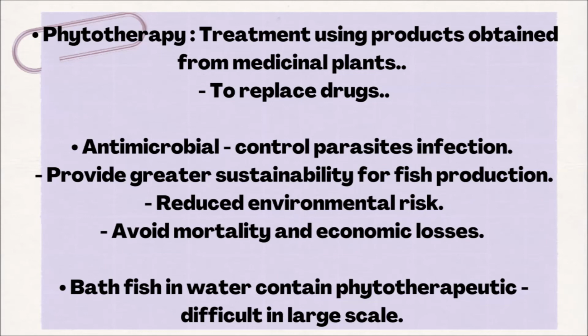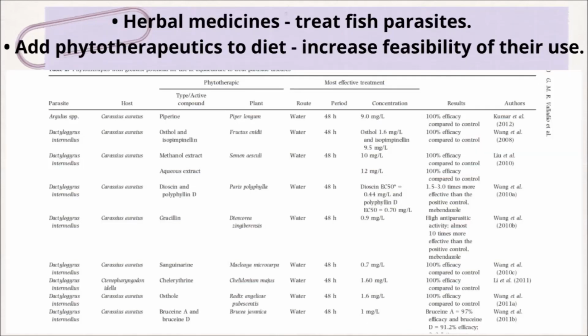Medicinal plants have broad antiparasitic, antibacterial, and antifungal activity. Antimicrobial activity is a property of substances derived from plants. Studies on controlling parasitic infection in humans and animals, including fish. Their use in fish farming can contribute toward reducing the use of chemotherapeutic parasiticides, thereby providing greater sustainability for fish production with reduced environmental risk while having the capacity to treat fish disease and consequently avoid mortality and therefore economic loss. Here is the table of phytotherapies with greatest potential for use in aquaculture to treat parasitic diseases.